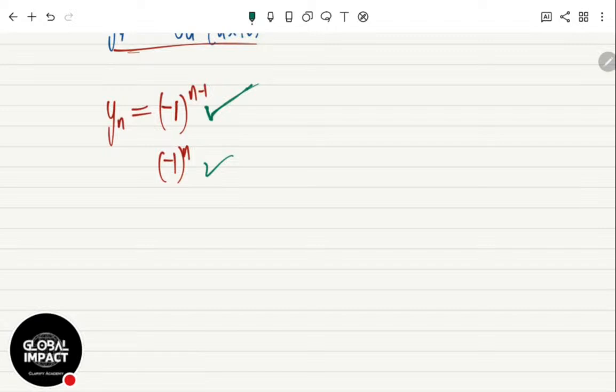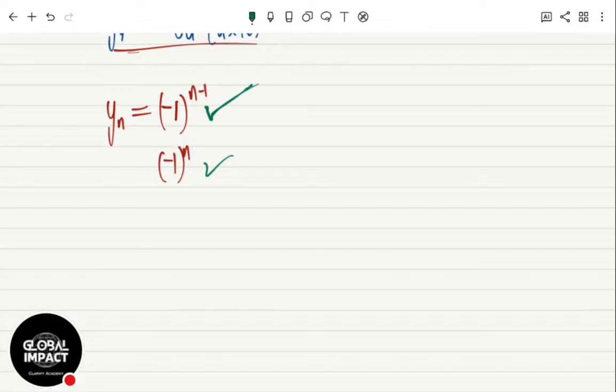Guys, we are developing a formula here. If the signs are alternating, one is negative, the next one is positive, the next one negative, and so on, that means in your nth derivative formula there is going to be a negative 1. And this negative 1 is either going to be to the power of n minus 1, or to the power of n.